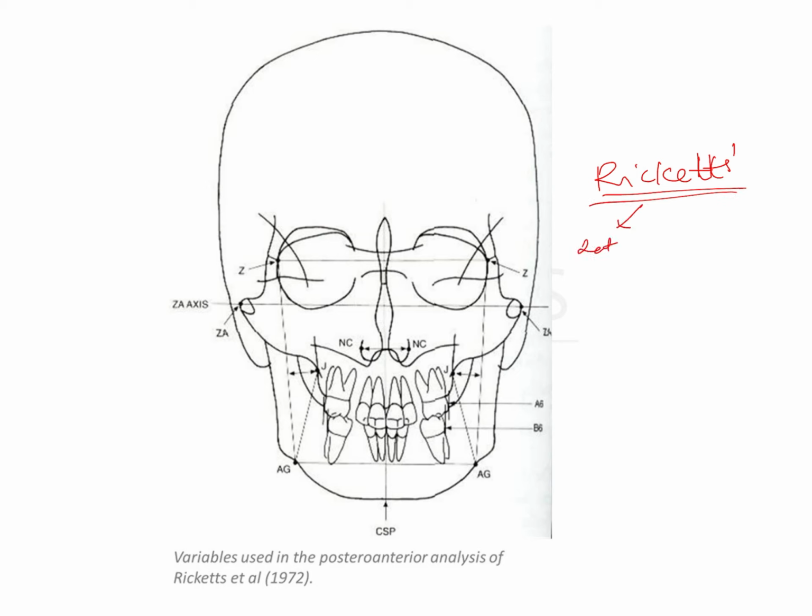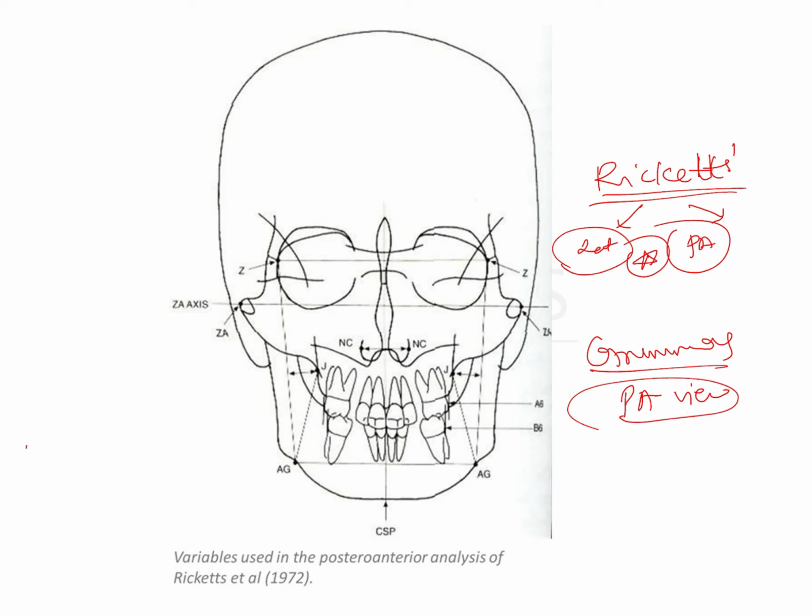Ricketts has a lateral cephalometric analysis also and a PA view analysis as well. So Ricketts has both of these types. Okay, whereas Grumman's is a type of PA view analysis. Okay, so these are important when you have to check for any asymmetry. Okay, any asymmetry or any transverse discrepancies which are seen in the dentition as well as the skeletal base.